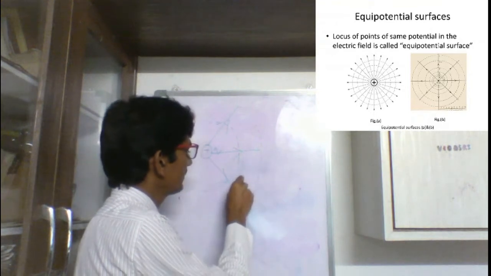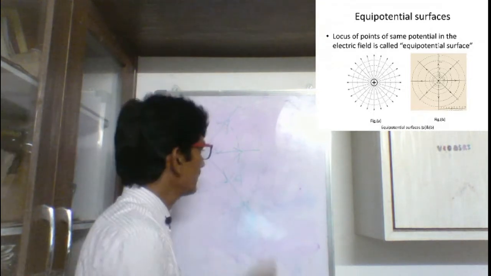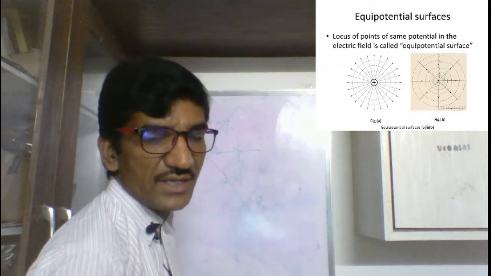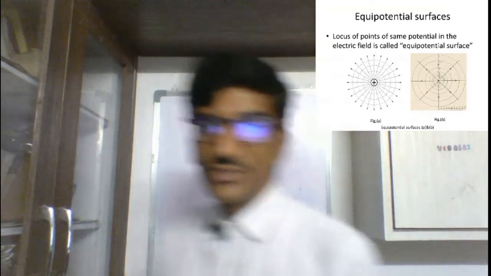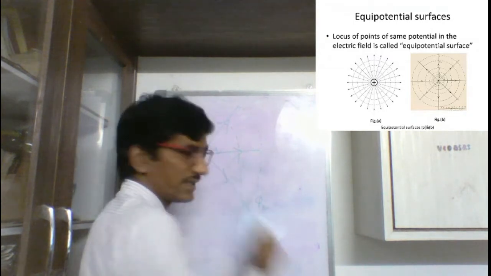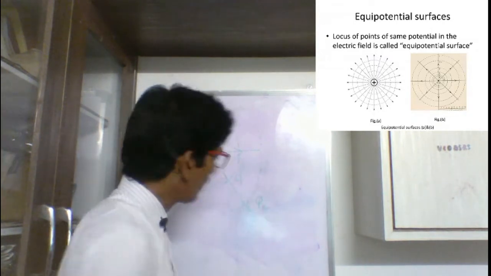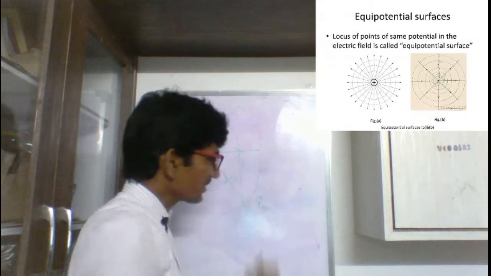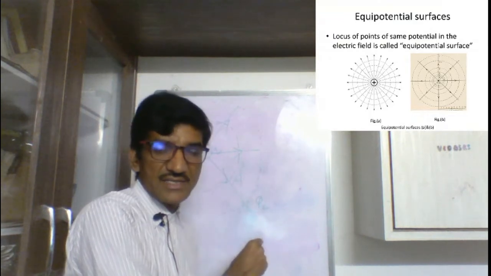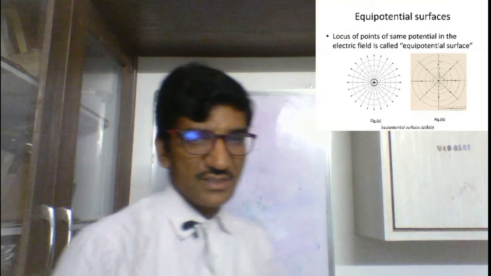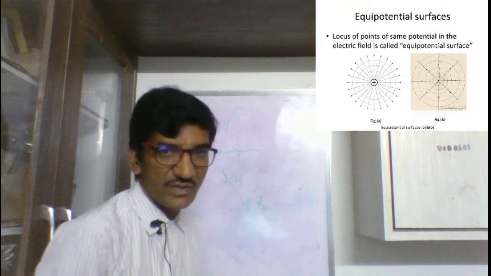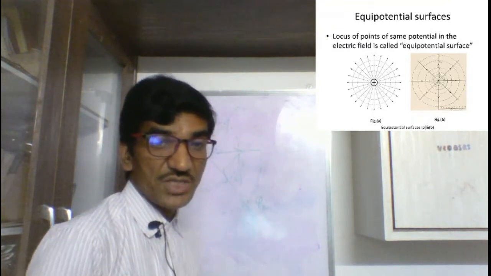See, the potential of this equipotential surface is phi 1. The potential of this equipotential surface is phi 2. Now, you want to move the charge along this line, or the direction of motion of the charge may be like this or like this, less than 90 degrees. Let us call that the direction of motion of the charge may be arbitrary, theta. In that case, how much work is done?